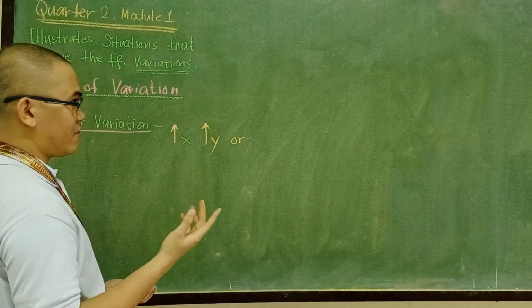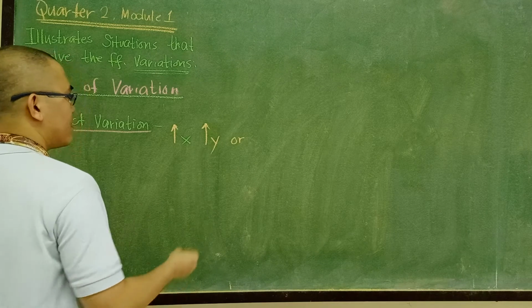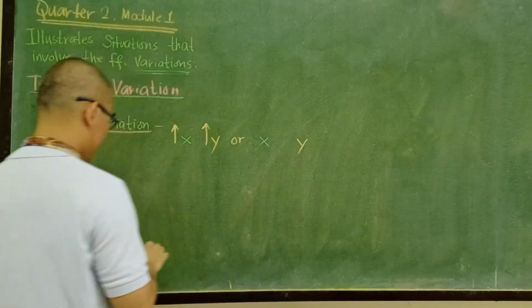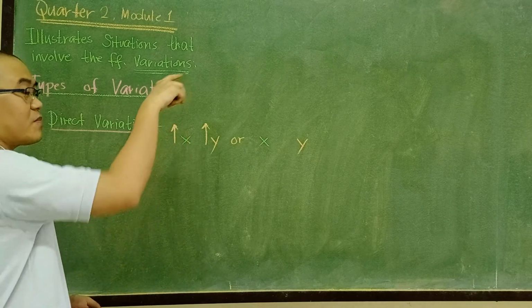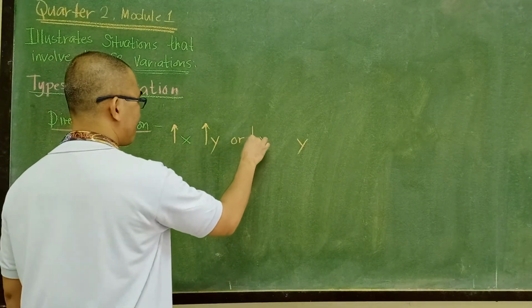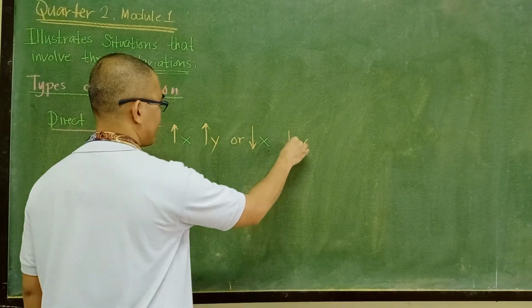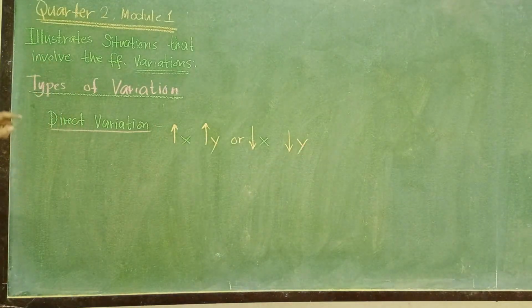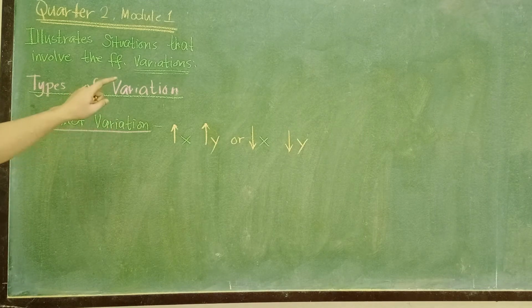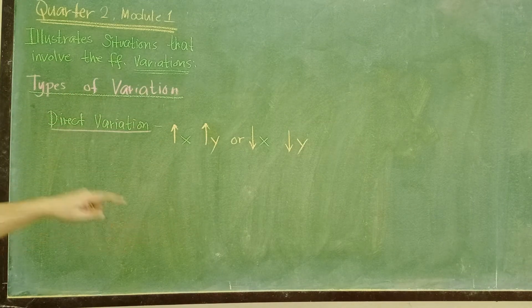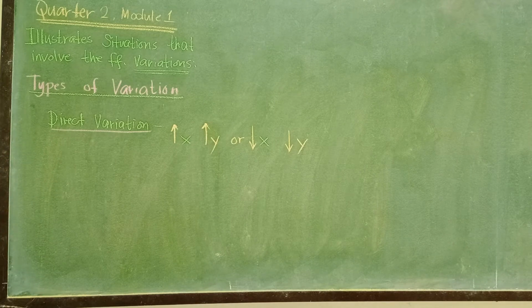Or, if you have x and then if you have y, yung ratio ng pagbaba o pag-decrease ng value ng x, yun din yung ratio ng pag-decrease ng y. So pag tumataas yung ratio ng x, tumataas din yung ratio ng y. Kapag bumababa yung ratio ng x, bumababa din ang ratio ng y. Ganyan yung direct variation. Direct yung relationship nila.